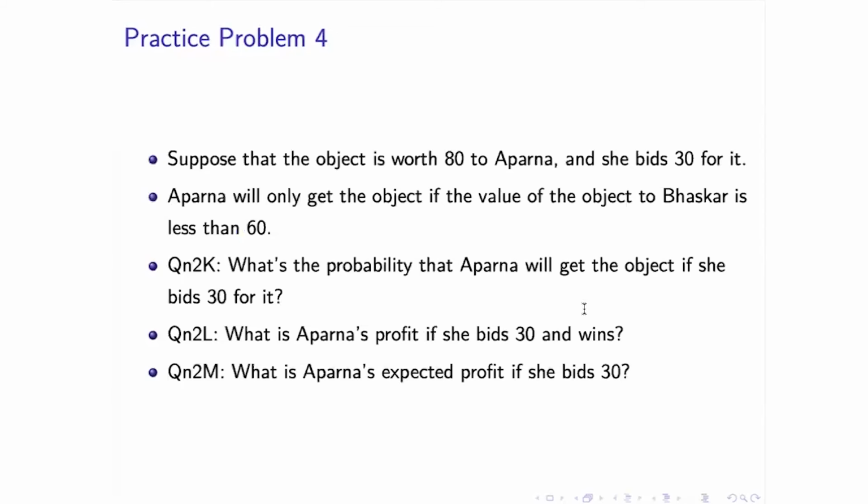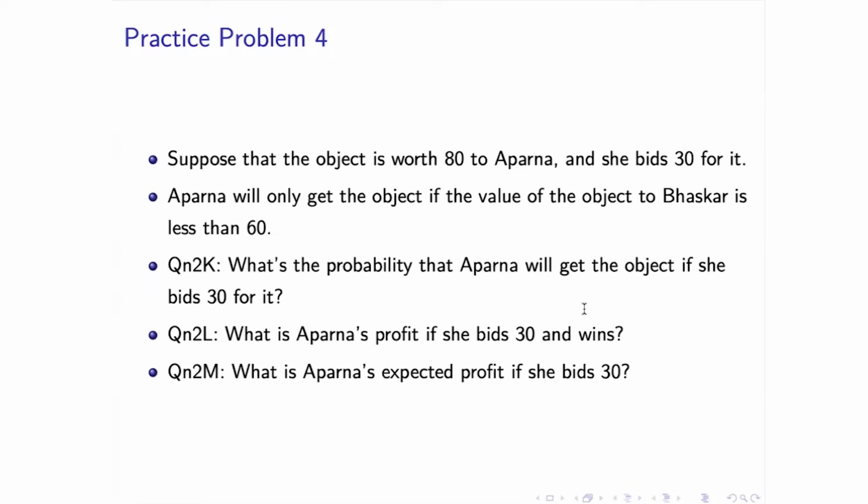Okay, now let's think again about the type of questions that we were trying to answer. We know now that Aparna definitely will not bid 70, so there's no point in doing that exercise. But suppose we do a similar exercise, where the object is worth 80 to Aparna and she bids 30 for it. Under the assumption that Aparna has about Bhaskar's bidding behavior, she will feel that she will only get the object if the value of the object to Bhaskar is less than 60.